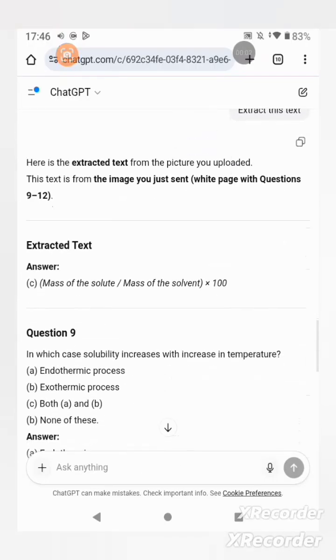Here is the extracted text from the picture you uploaded. This text is from the image you just sent, white page with questions 9-12.